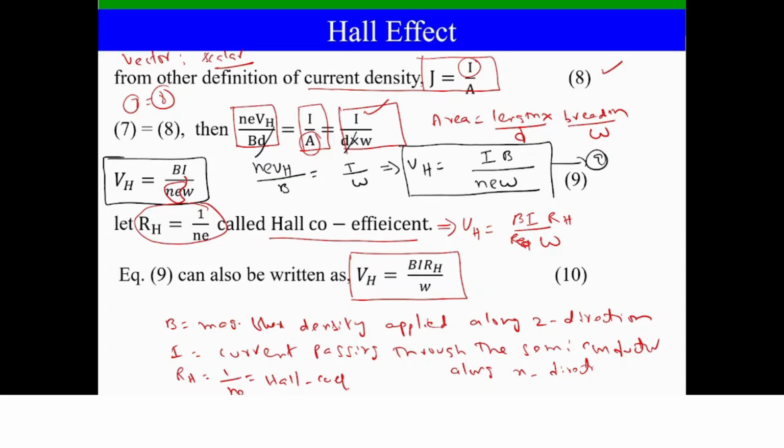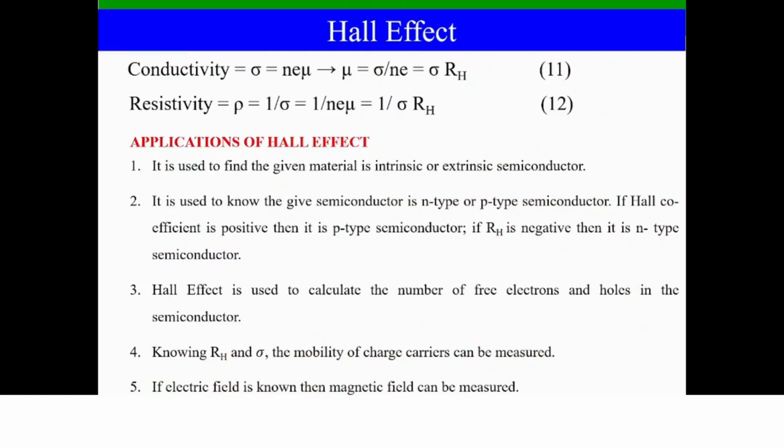This constant is known as the Hall coefficient. And finally, W. What is the meaning of W, my dear students? W is the width of the semiconductor. This is about the Hall voltage expression. Now, writing this Hall voltage expression, we need the expression for the conductivity.